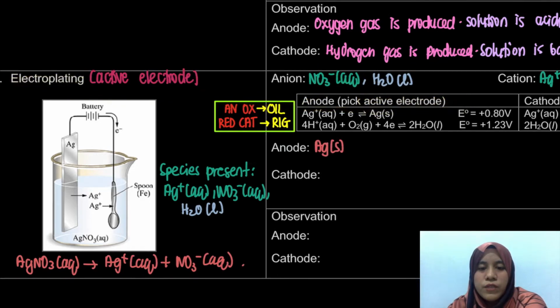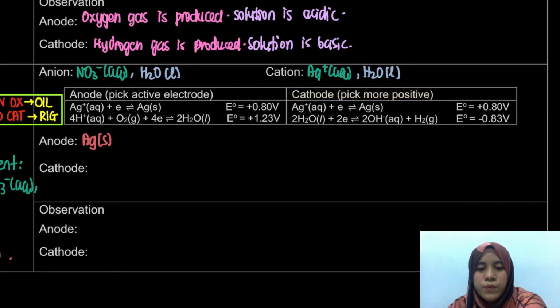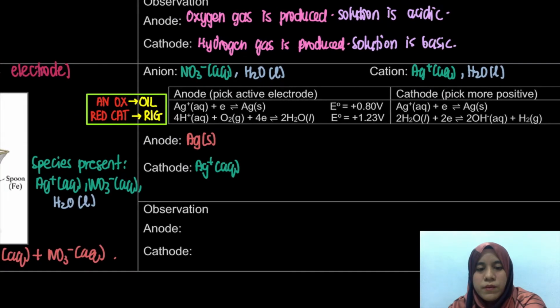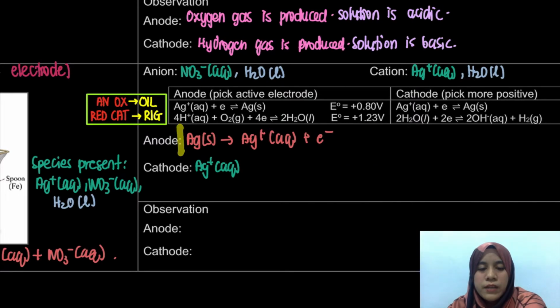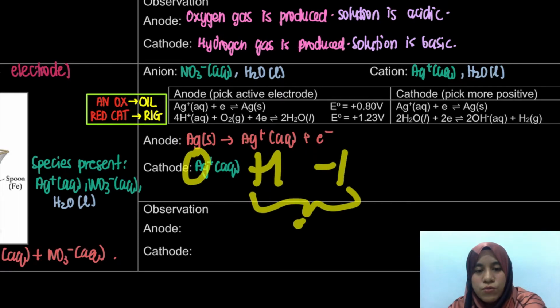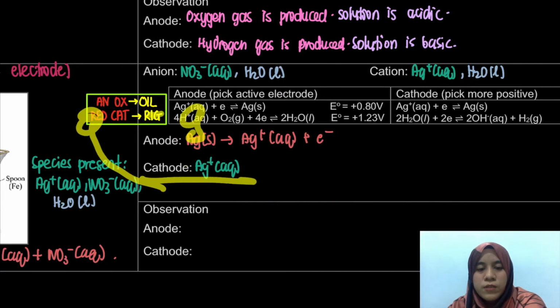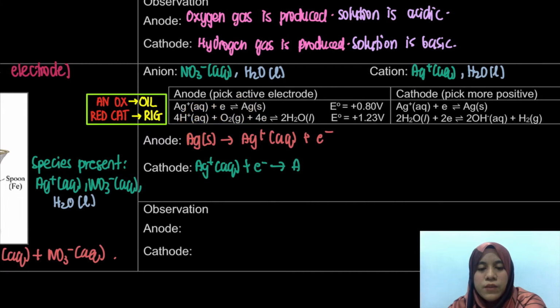Then for the cathode, we will pick the more positive, which in this case is Ag plus aqueous. That is for the anode. Remember, oxidation is losing electrons. When we look here, make sure it's balanced. Not only must the atoms be balanced, but the charge must be balanced as well: one argentum, and the charge on both sides is 0. For the cathode, reduction will gain electrons. Check again whether it's balanced: argentum one atom on both sides, and the overall charge is 0. So that is the equation.